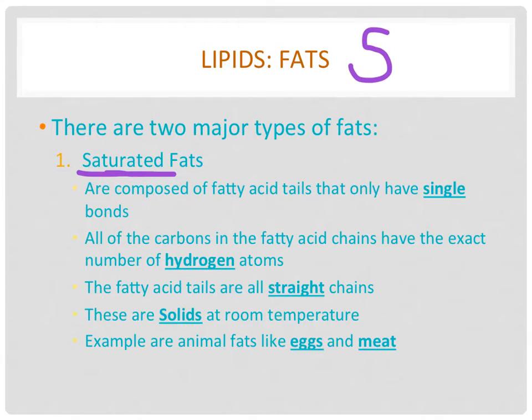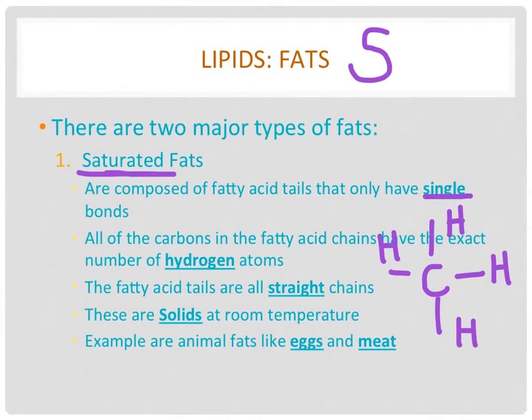So, the first bullet point states that saturated fats are composed of fatty acid tails that only have single bonds. And what letter does single start with? Why, in fact, it starts with the letter S. Isn't that interesting? The second bullet point says all of the carbons in the fatty acid chains have the exact number of hydrogen atoms that they need. So this means that a carbon is satisfied by having 4 bonds, and at the end of each one of those bonds, you should be able to find a hydrogen.